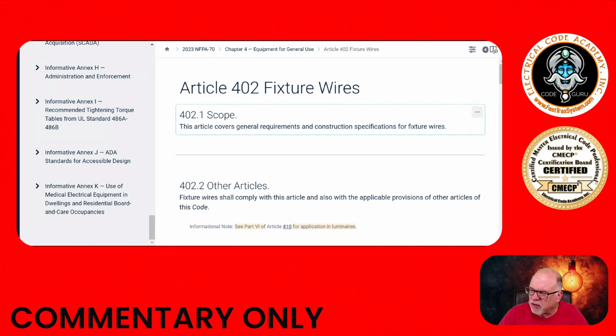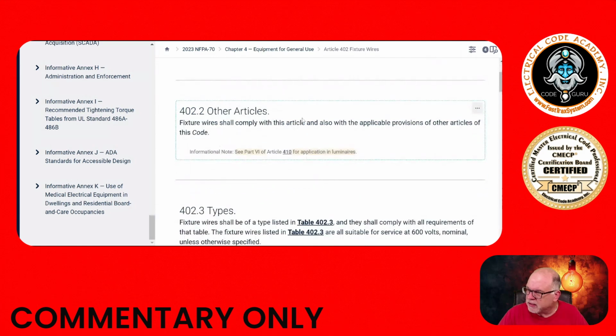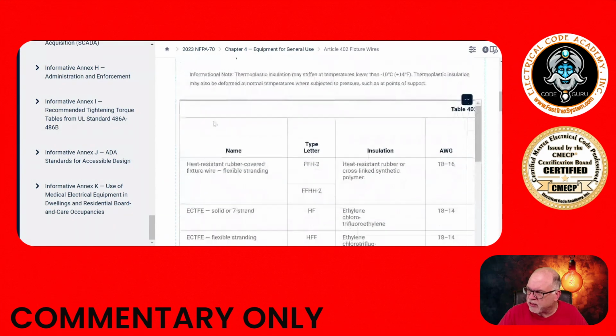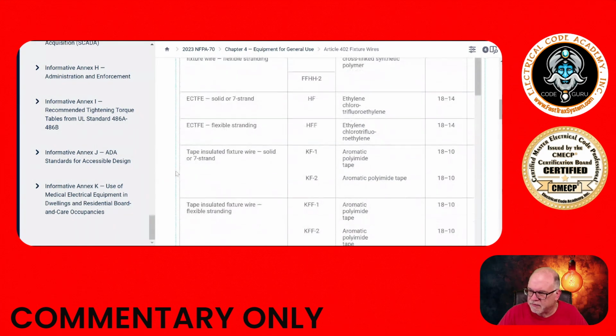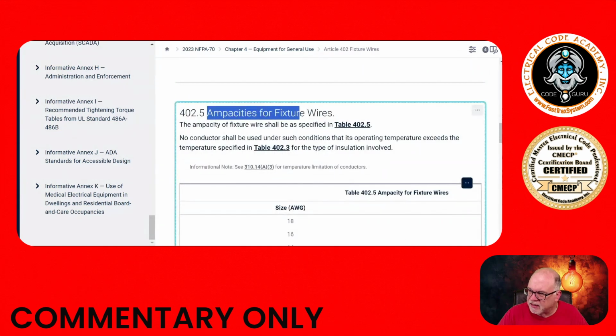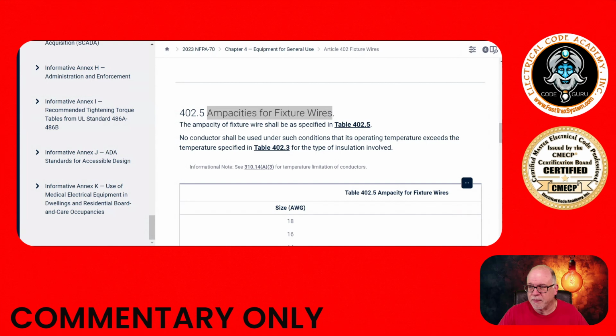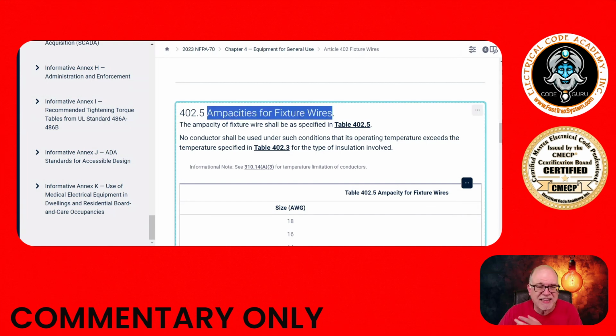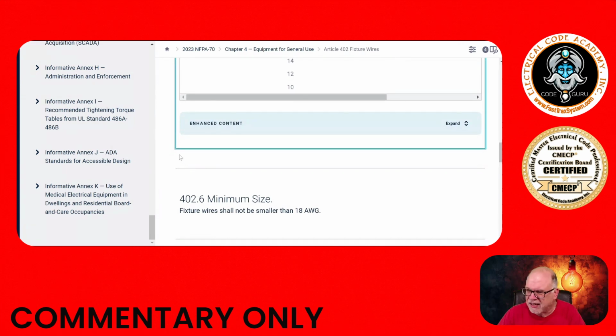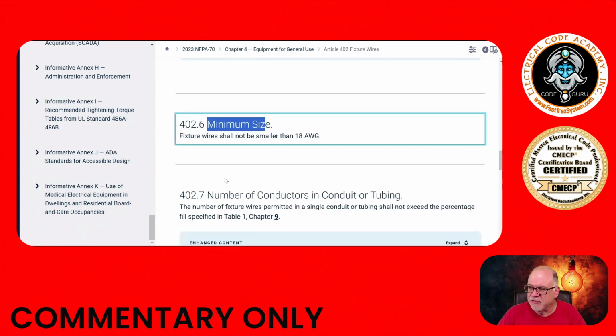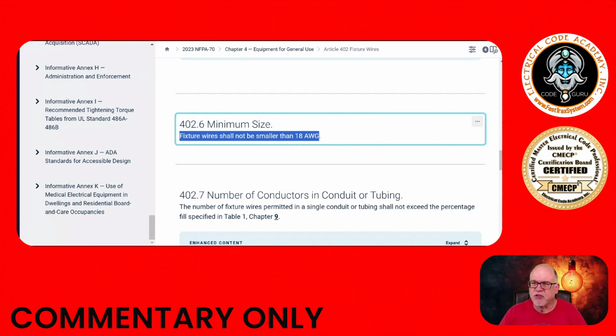All right, so boom, right away, bold scan, scope. That has nothing to do with conductor sizes, different types. All right, these are the types, okay? No, we're not there. Ampacities of fixture wire, okay? If you remember the question was basically asking us about the minimum size, right? So it wasn't about the ampacity. So you're like, okay, good try. And boom, minimum size right here. Fixture wire should not be smaller than 18 gauge. Bam, it took us all of a few seconds because I knew that fixture wire is a small article.